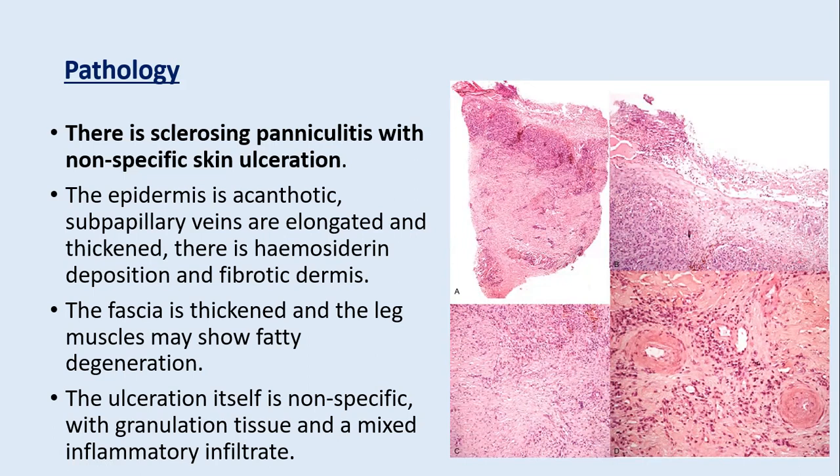So how does it start? The epidermis is acanthotic, a thick epidermis. The subpapillary veins are elongated and thickened, and there is hemosiderin deposition, and the fibrotic dermis shows fibrosis as seen here. The fascia is thickened and leg muscles show fatty degeneration. The ulcer itself is non-specific with granulation tissue and mixed inflammatory infiltrate.